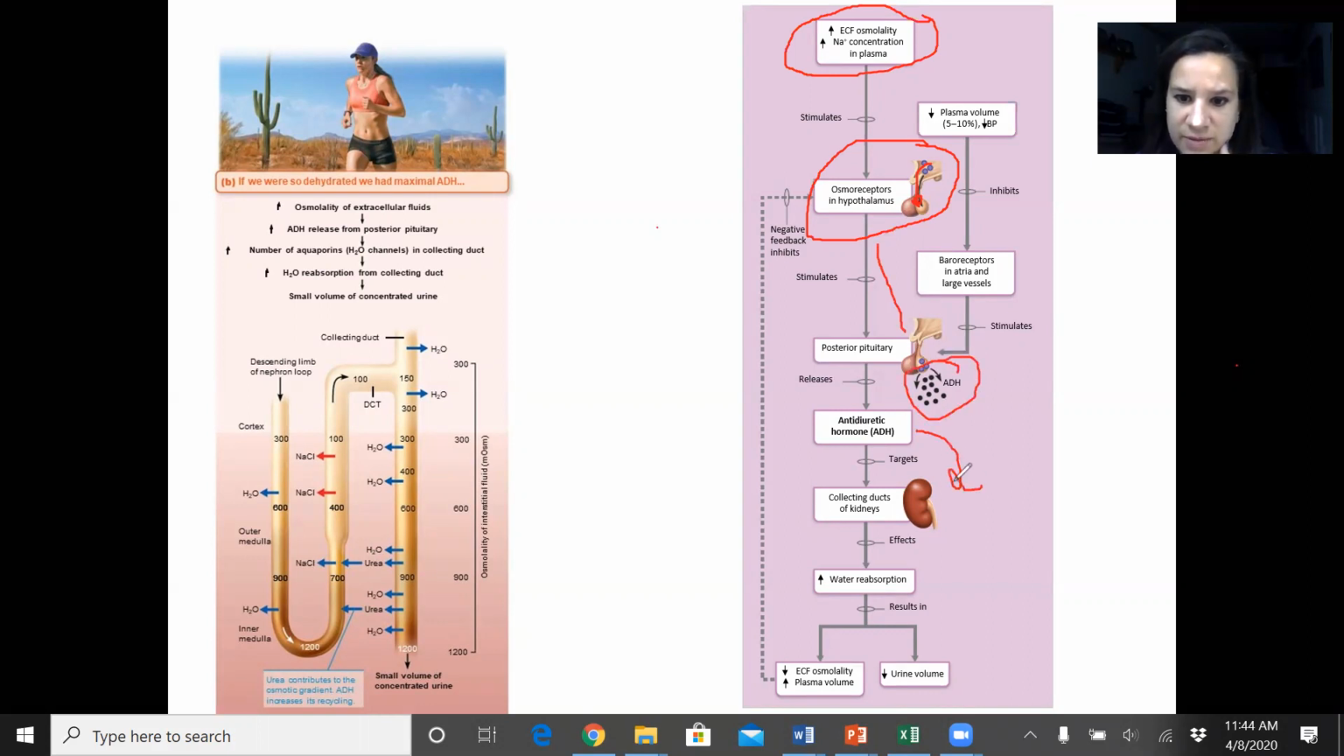The target is going to be the collecting duct of the kidney, and we're going to promote water reabsorption, and that is going to give us that small, concentrated volume of urine, and that is going to help reduce the plasma osmolality, so bringing more water in and conserving it. Okay, so if you just needed to see that mechanism drawn out, we have that there.